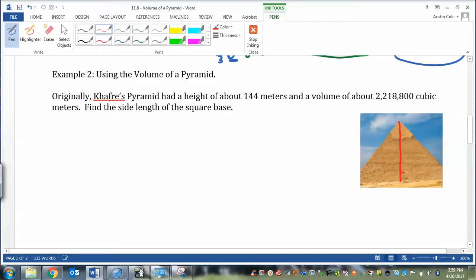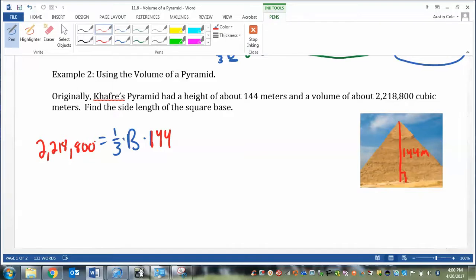We know the height, right? Our distance to the bottom there from the top is going to be 144 meters. If you look at our formula, we have volume equals 1/3 times the area of the base times the height. We just said we knew the height, right? We can substitute 144 in for that. Okay, we also know the volume, right? We can take that volume out and we can put in our 2,218,800 number. It's a lot of volume.